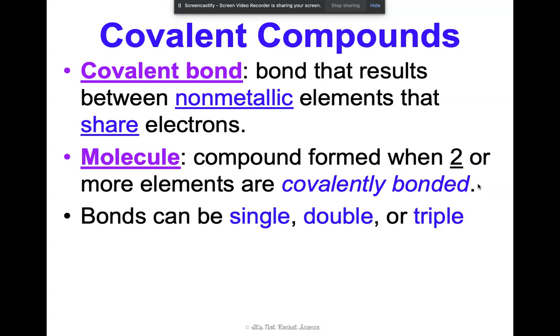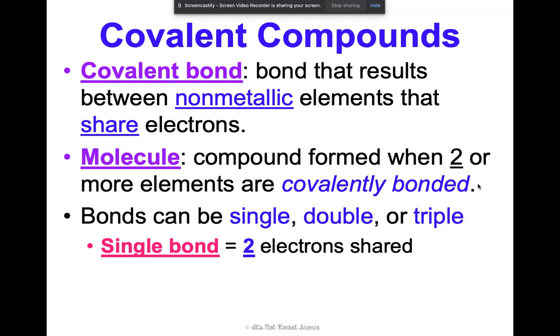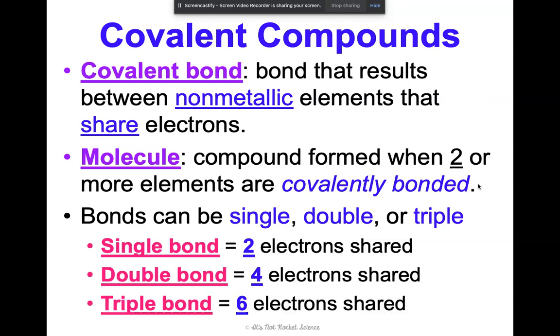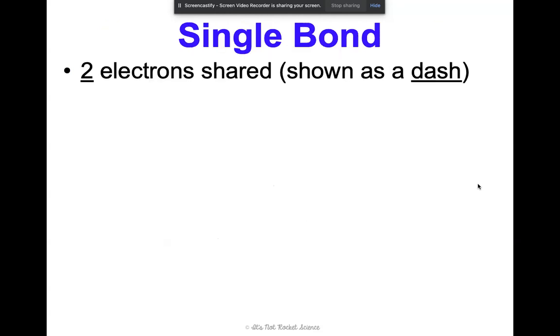Bonds can be single, double, or triple. So a single bond has 2 electrons shared. Double bonds have 4 electrons that are shared. And triple bonds, that means there are 6 electrons that are shared. So let's dive into each of these bonds individually. Let's go ahead and talk about our single bonds first. Single bonds, again, have 2 electrons that are shared. We'll show these as a dash.